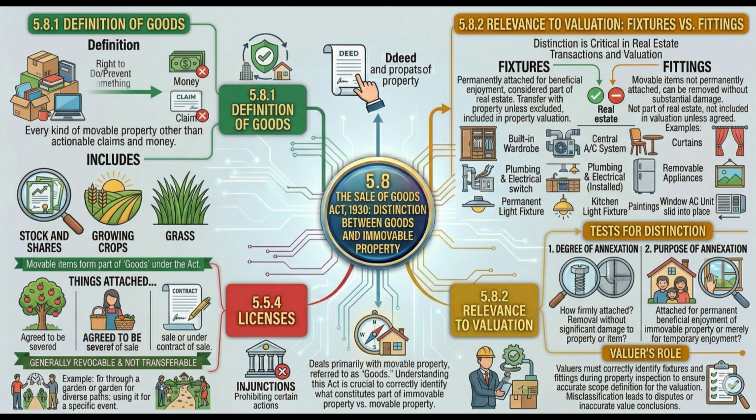Now, fittings. These are movable, not permanently attached, can be removed without damage. Examples: curtains, removable appliances, paintings, window AC units. So fittings are not part of property value unless specifically included? Correct. They are separate movable items.